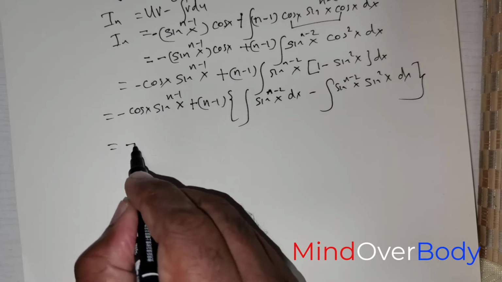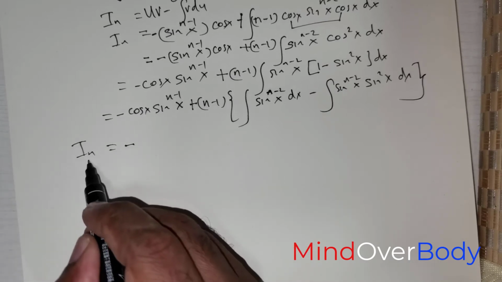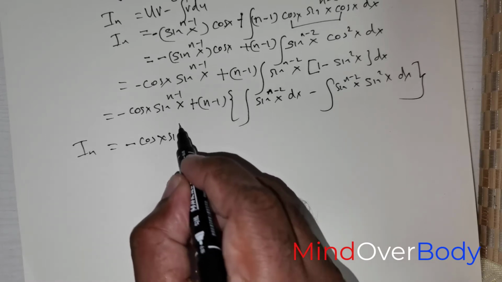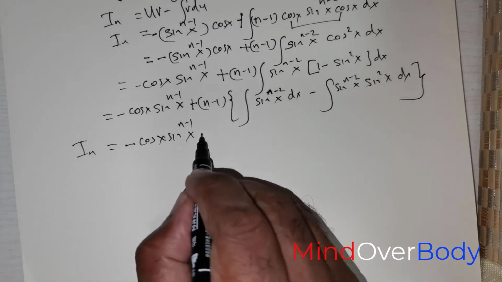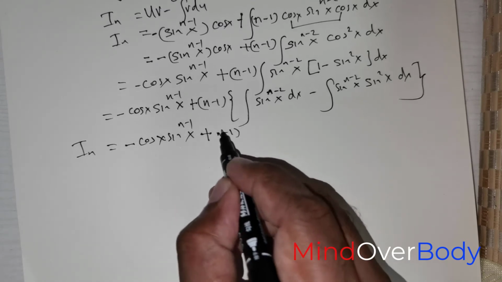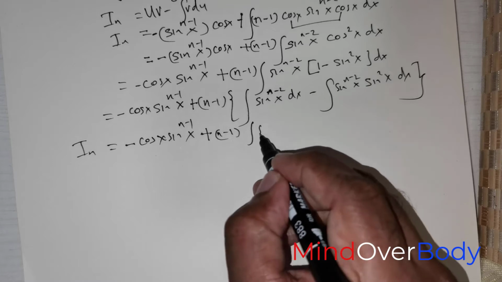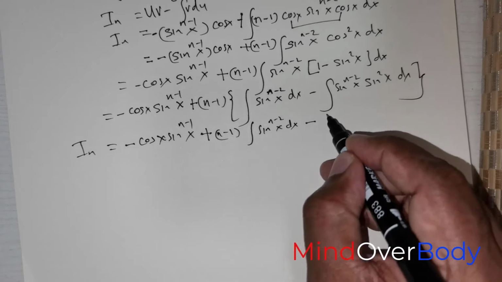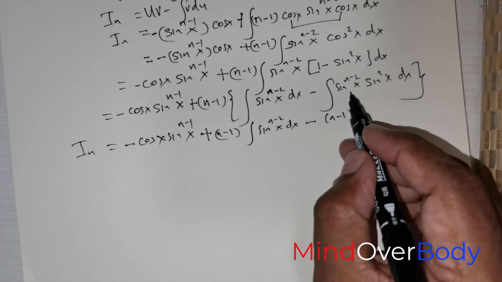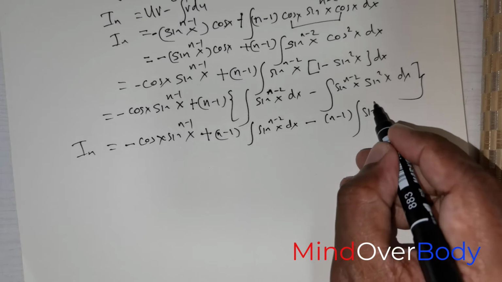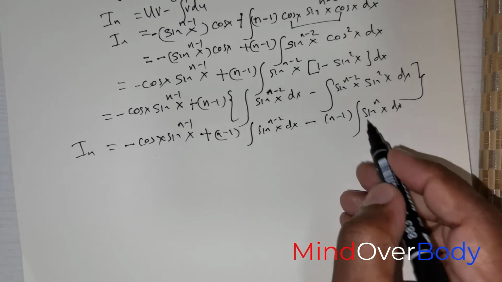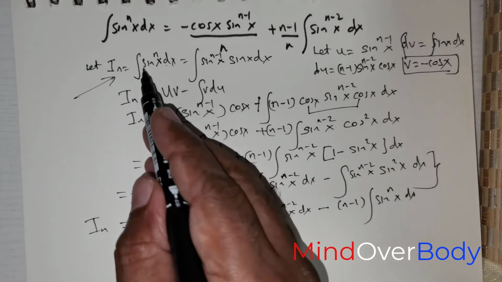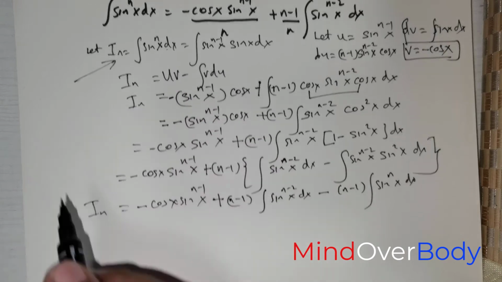So this is equal to, I suffix n on the left hand side, so this is equal to negative cos x sine raised to the power of n minus 1 times x, and this is going to be positive n minus 1 times integral sine raised to the power of n minus 2 x dx, and this is going to be negative of n minus 1 times integral sine raised to the power of n x dx. Now this is nothing but I suffix n, because you can clearly see that I suffix n is equal to integral sine raised to the power of n x dx.